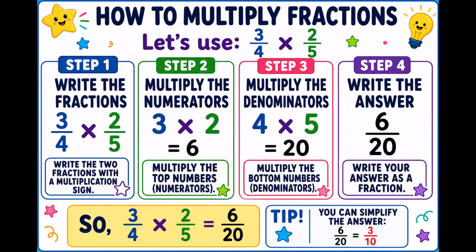6 divided by 2 gives us 3, and 20 divided by 2 gives us 10. So that means we simplified 6/20 to 3/10. Can we break it down even more than that? No, because 2 cannot go into 3 and give me an actual number without a remainder. So 3/10 is your answer.